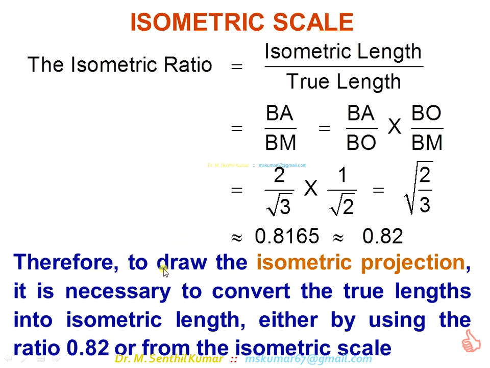For example, say the true length is 100. The isometric length of that 100 mm line is 100 into 0.82. 82 mm is the isometric length of the true length 100.